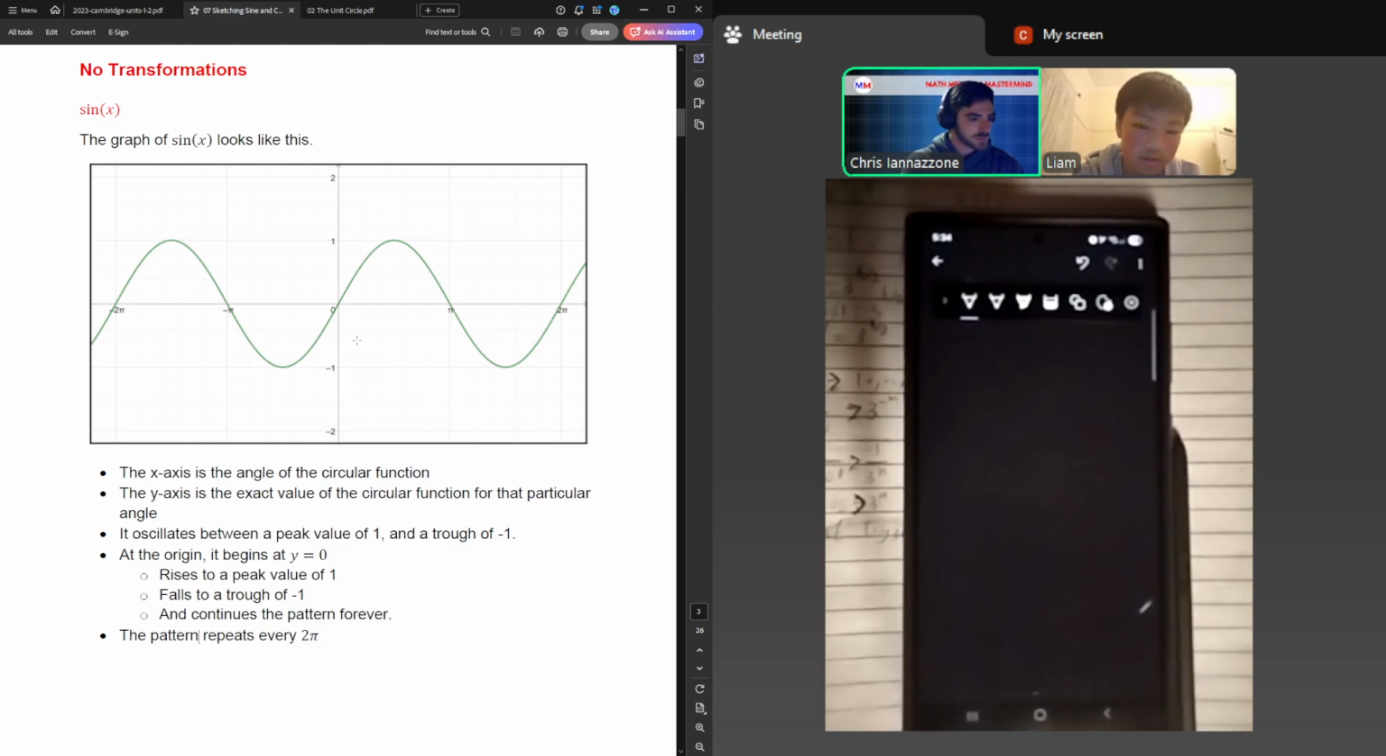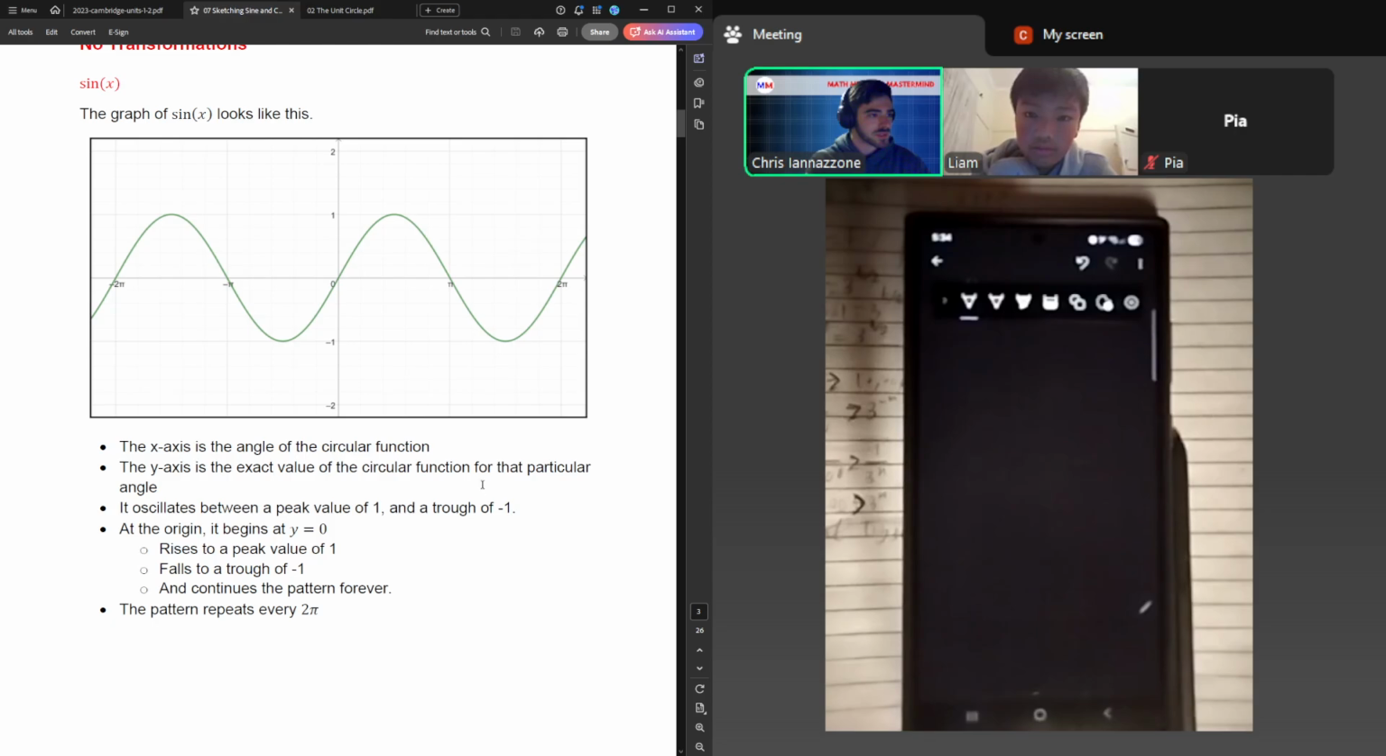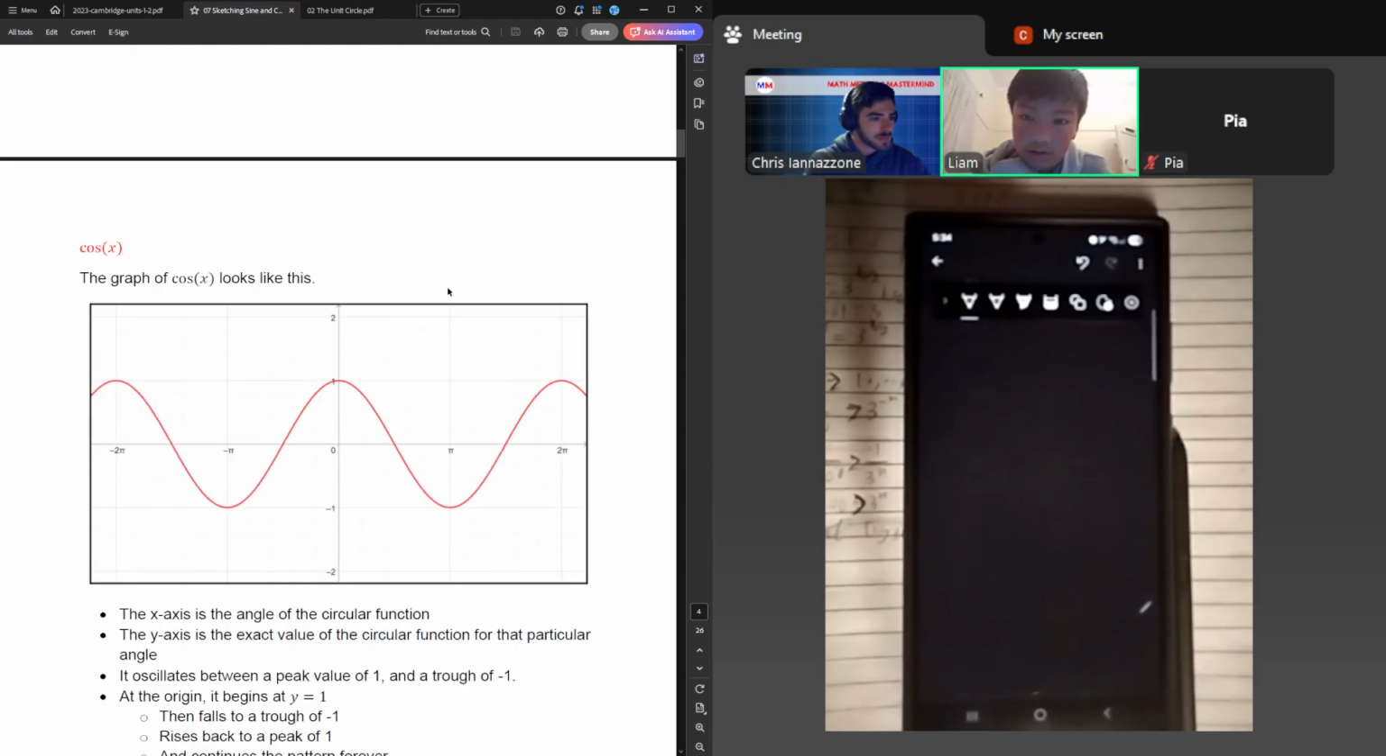On the x-axis is the angle, the thing on the inside of the circular function, and on the y-axis is the exact value that your circular function has. Its pattern repeats. The time it takes for the pattern to repeat is called the period of the circular function, and it has a very specific calculation, which we'll get to in a bit.